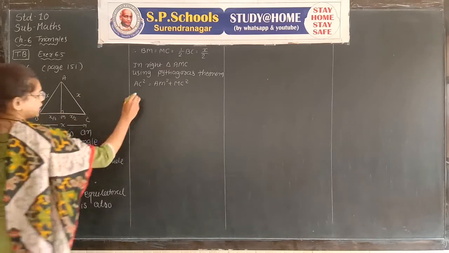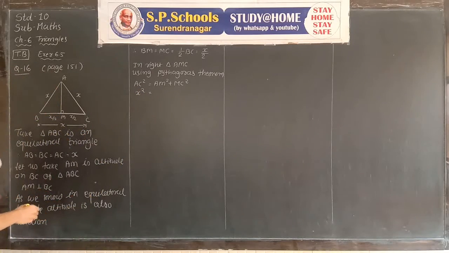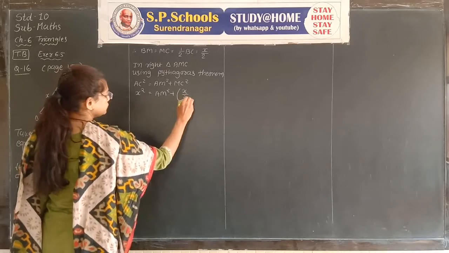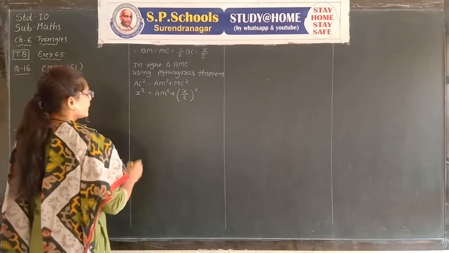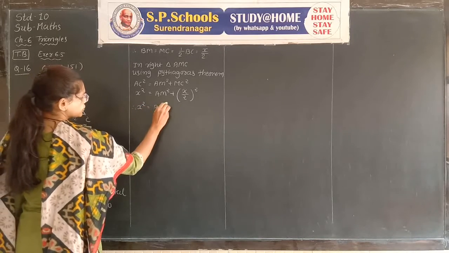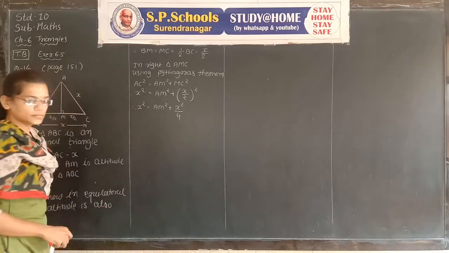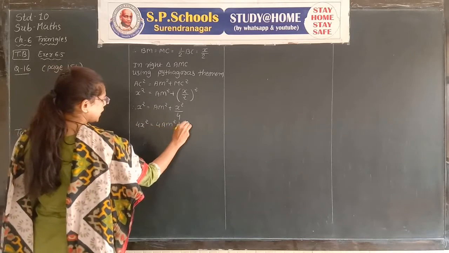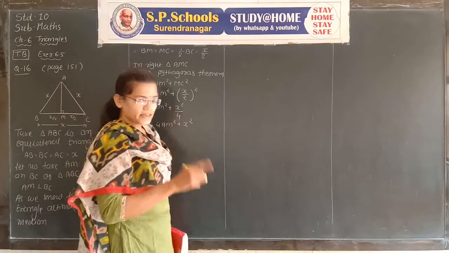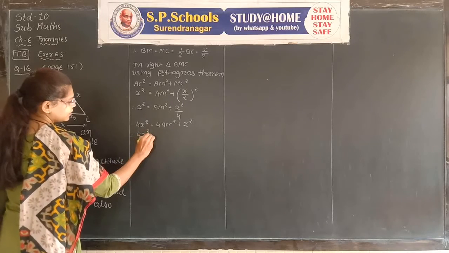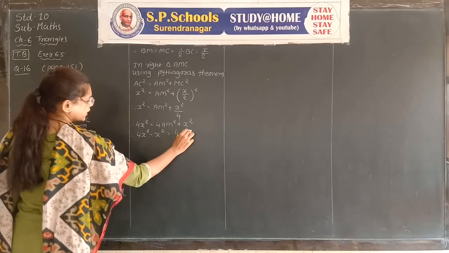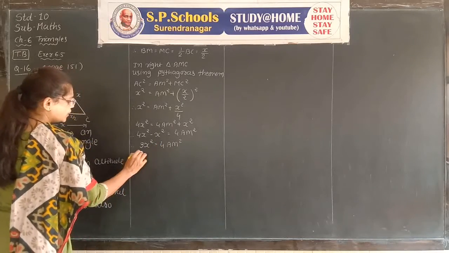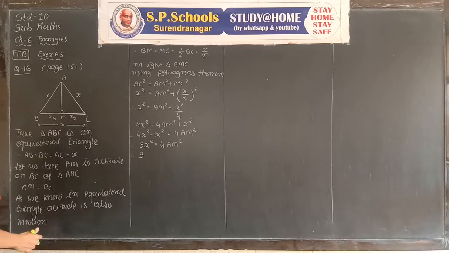Now replace AC with x: x square is equal to AM square plus MC square. AM is the altitude, it remains as it is, and MC is x upon 2 whole square. That's why x square as it is equals AM square plus x square upon 4. Now take 4 as LCM: 4x square is equal to 4 AM square plus x square. Shift the right hand side x square to the left hand side: 4x square minus x square is equal to 4 AM square, so 3x square is equal to 4 AM square.